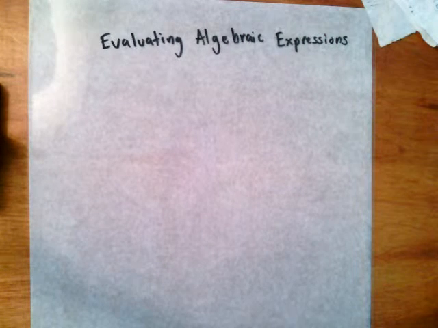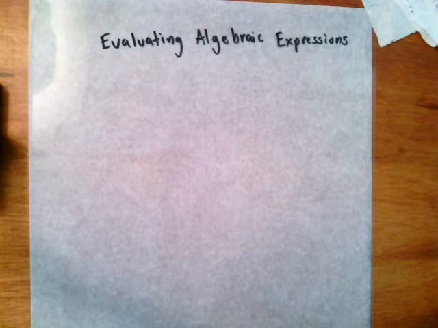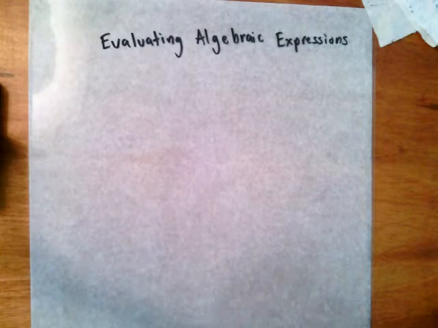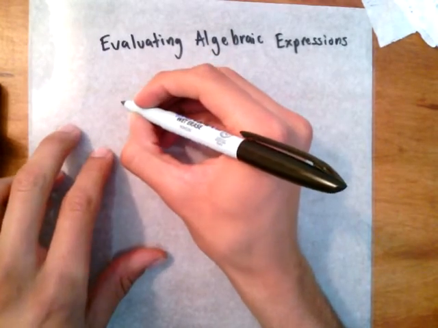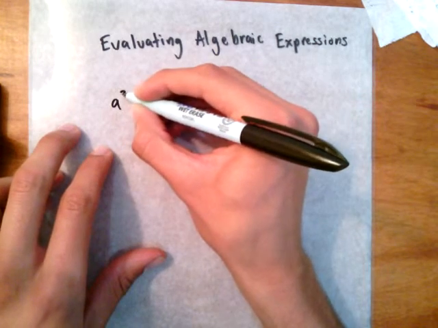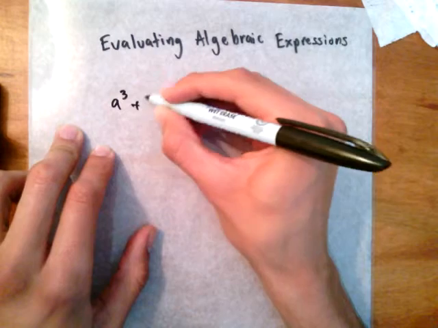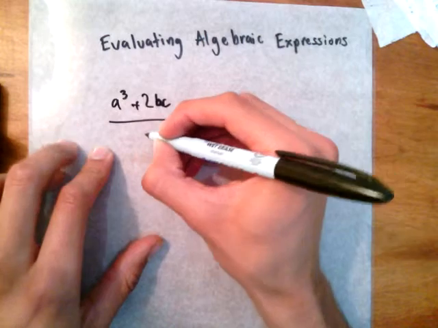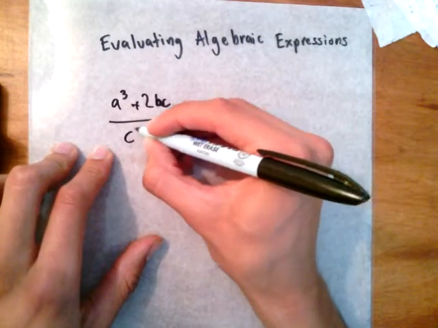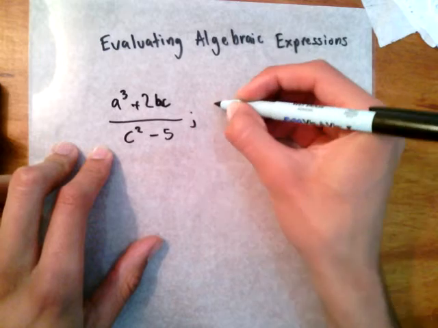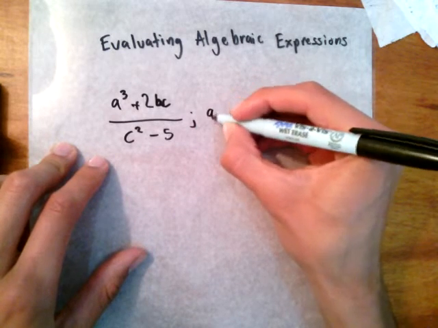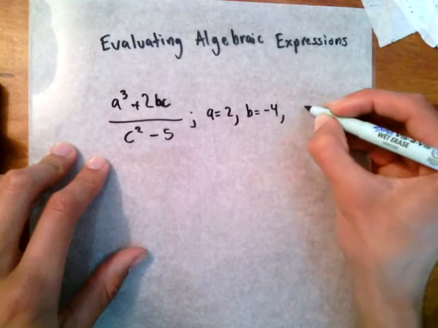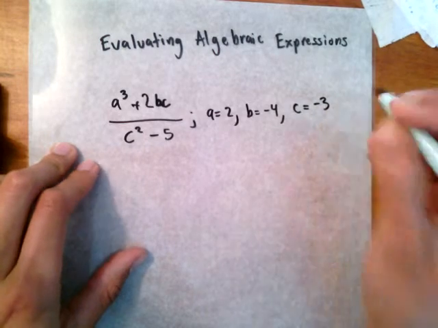So let's continue on our section regarding evaluating algebraic expressions. So we're going to start with another example. This is something slightly more complicated, but the idea is still the same. We have a cubed plus 2abc all over c squared minus 5. And we want to evaluate this expression for the quantities where a is equal to 2, b is equal to -4, and c is equal to -3.